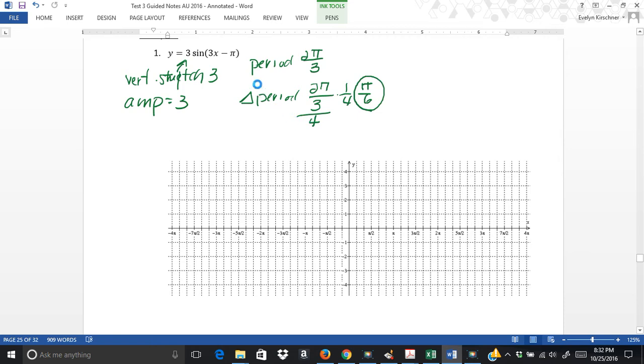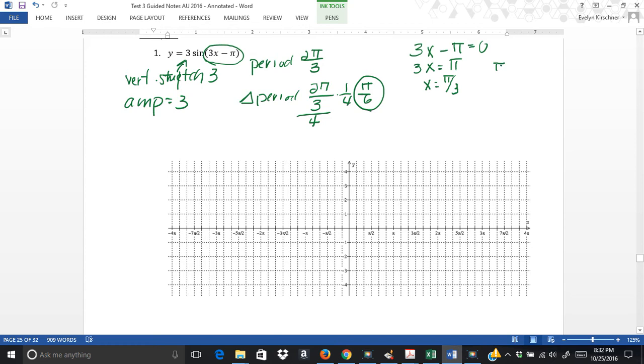So that's how much I'm going to add. But now I have this extra minus pi, so I have to see. If I have 3x minus pi equal to 0, then 3x is pi, and x is pi over 3. I know that my first point is pi over 3.